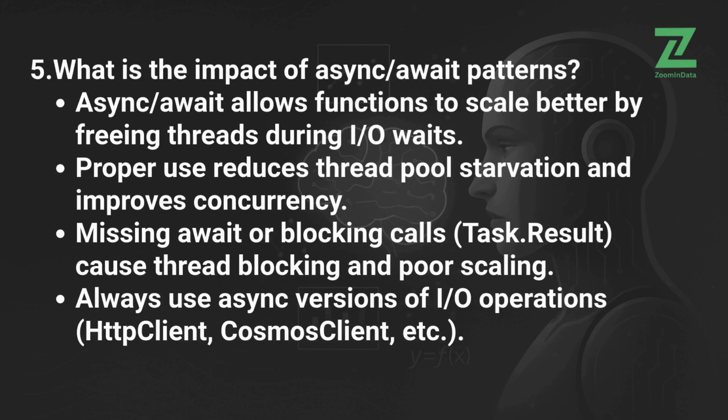What is the impact of async/await patterns? Async/await allows functions to scale better by freeing threads during I/O waits. Proper use reduces thread pool starvation and improves concurrency. Missing await or blocking calls, like Task.Result, cause thread blocking and poor scaling. Always use async versions of I/O operations, HttpClient, Cosmos client, etc.